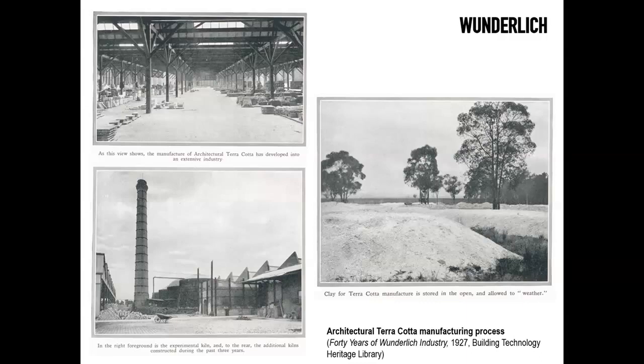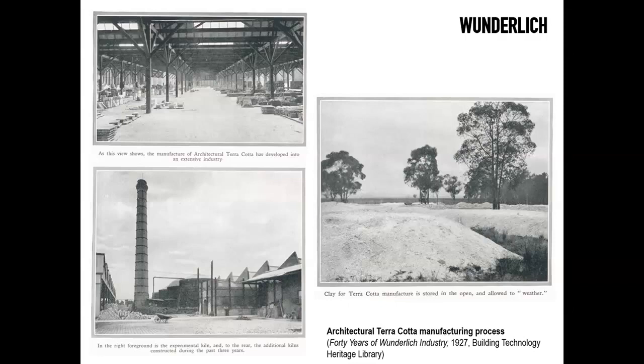So Wunderlich basically transports some of these ideas from overseas into the construction systems for Australia. In particular, architectural terracotta will allow Australian architects and builders to become a bit more American, in a sense. So you can see here some pictures from a catalogue from Wunderlich from the late 1920s, that celebrated 40 years of the growth of the company, at which point the terracotta was really booming.